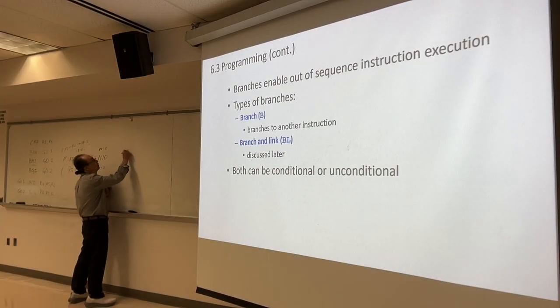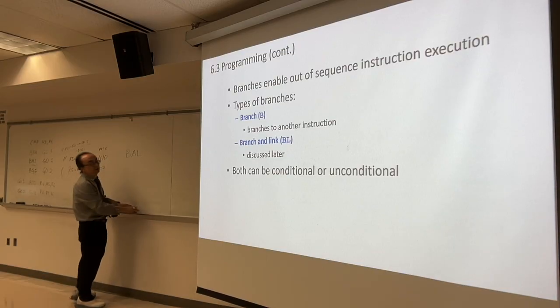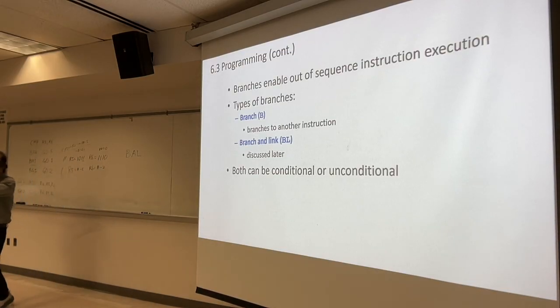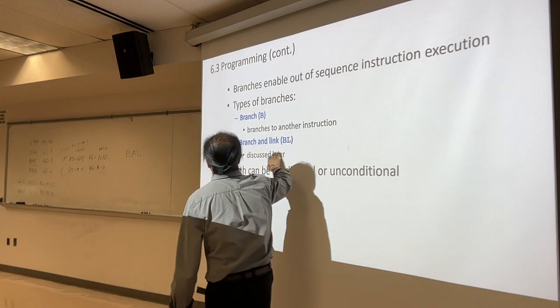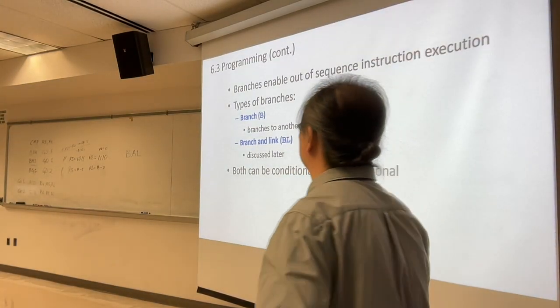I'm gonna say branch always, BAL. We're gonna use three letters, BAL. And in your table, the last one, the conditional execution, last item, 1110, you have a two-letter AL, right? So that's the case. And there's also another called branch and link. We'll talk about that later if we have time.